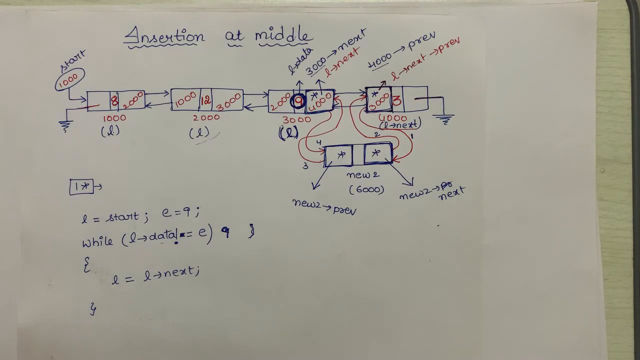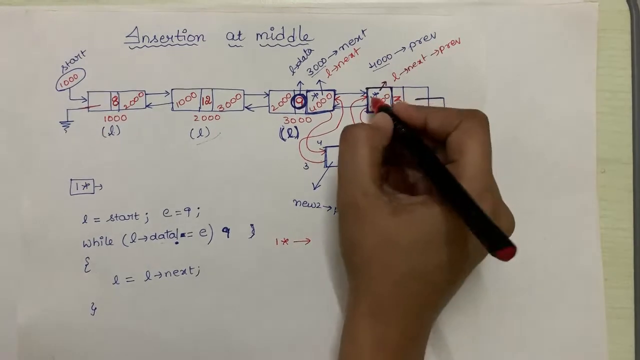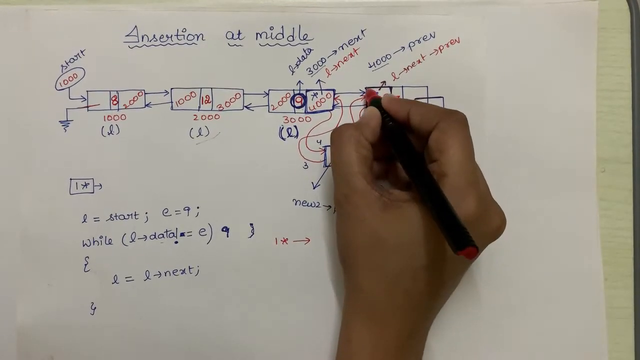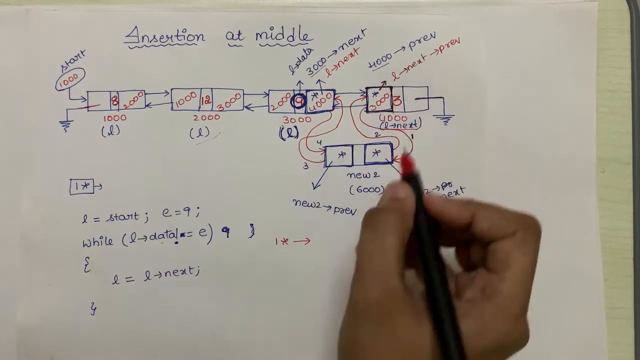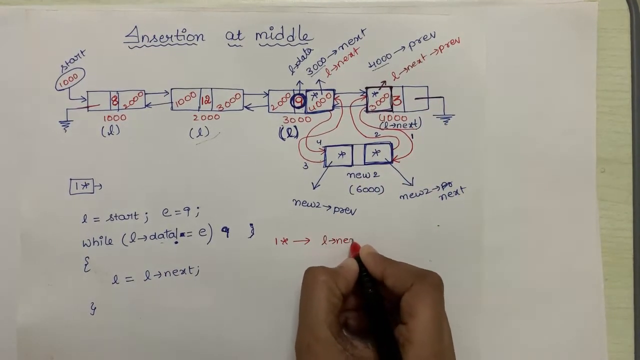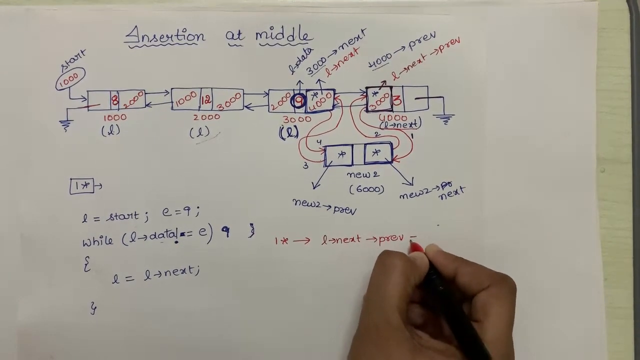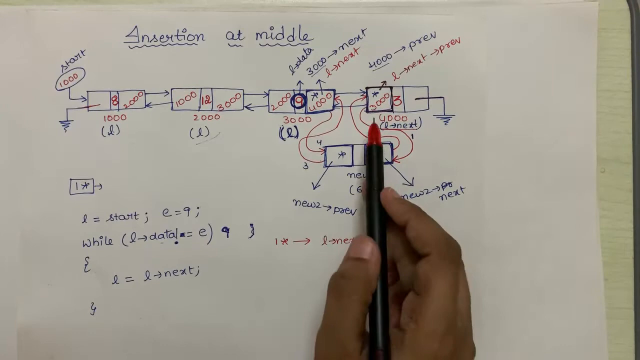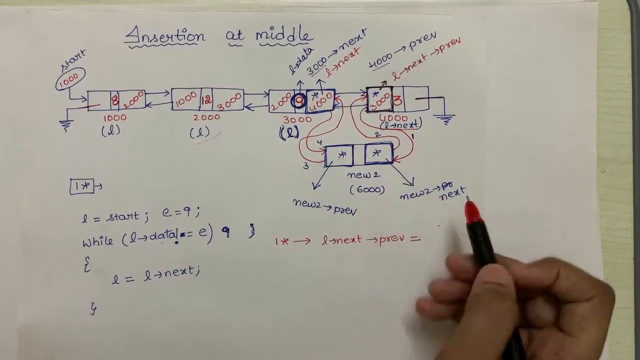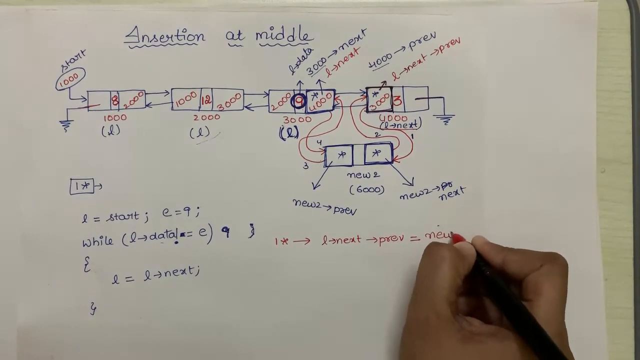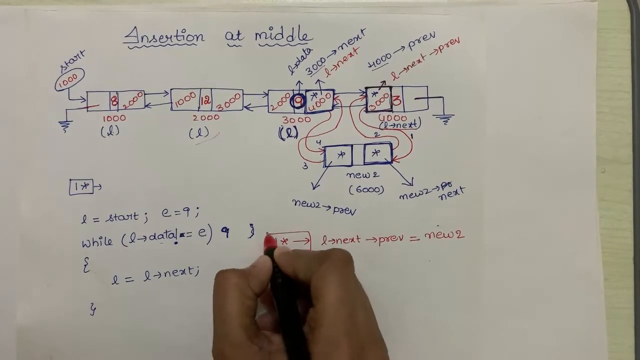Now we will start writing the code. The first one is changing the value in this box. The name of this box is L next previous. L next previous should store the value of its previous node. Its previous node is 6000. The name of 6000 is new2. So L next previous is equal to new2. This is the first statement.